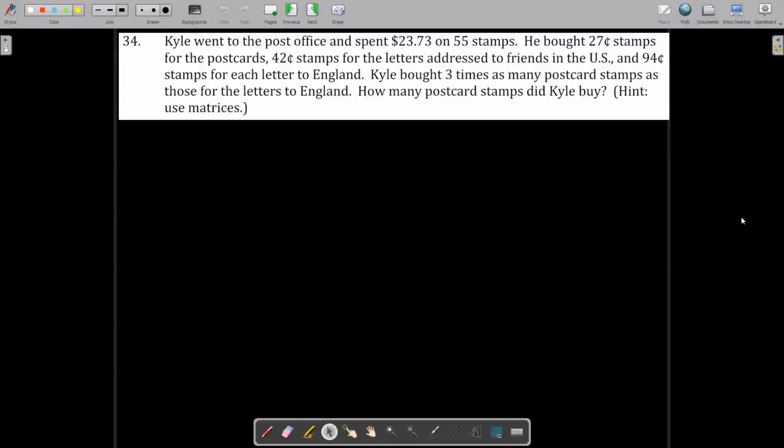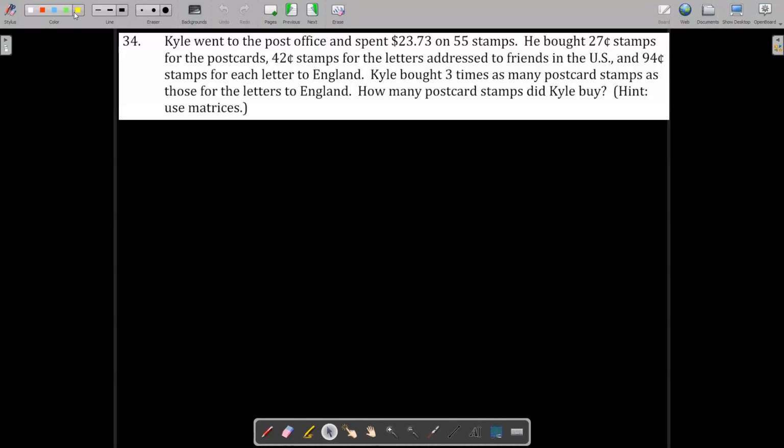Number 34. Kyle went to the post office and spent $23.73 on 55 stamps. He bought 27-cent stamps for the postcards, 42-cent stamps for the letters addressed to friends in the United States, and 94-cent stamps for each letter to England. Kyle bought 3 times as many postcard stamps as those for the letters to England. How many postcard stamps did Kyle buy?